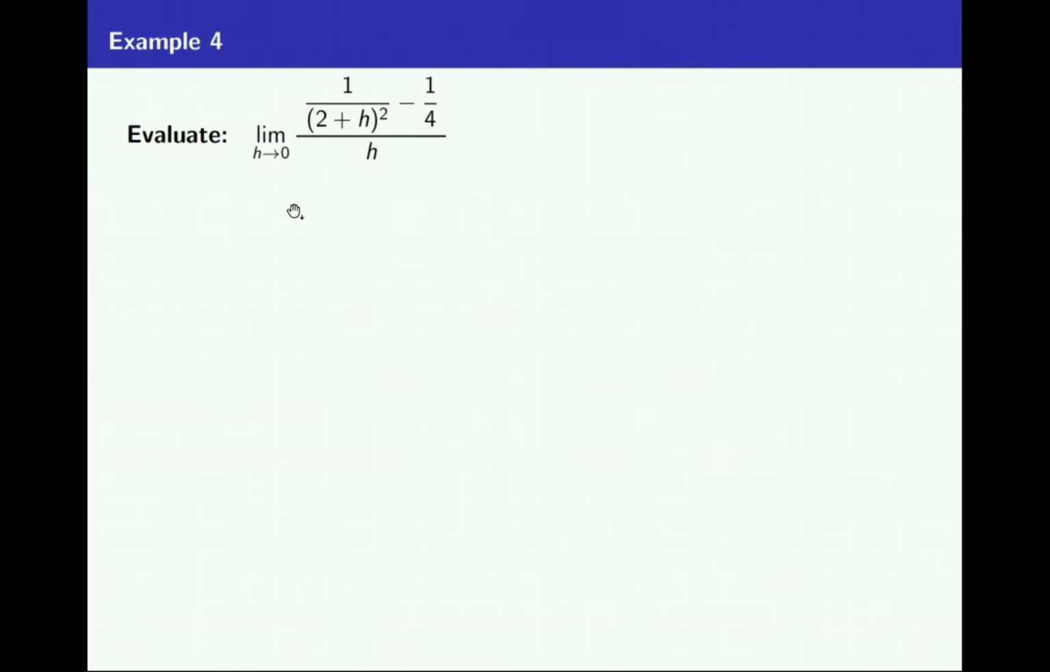In example 4, we have the limit as h approaches 0 of 1 over 2 plus h quantity squared minus 1/4, divided by h. So our first try might involve taking the limit as h approaches 0 of the top divided by the limit as h approaches 0 of the bottom. And that gives us 1 over 2 plus 0 squared minus 1/4, divided by 0, or 0 over 0, which is clearly wrong. And the problem, of course, is that you have this h in the denominator that's approaching 0, so you're getting a 0 in the denominator.